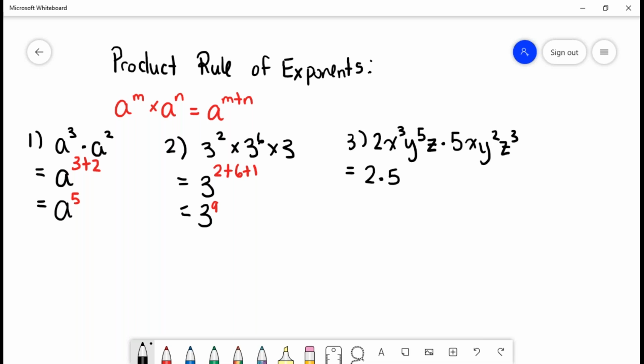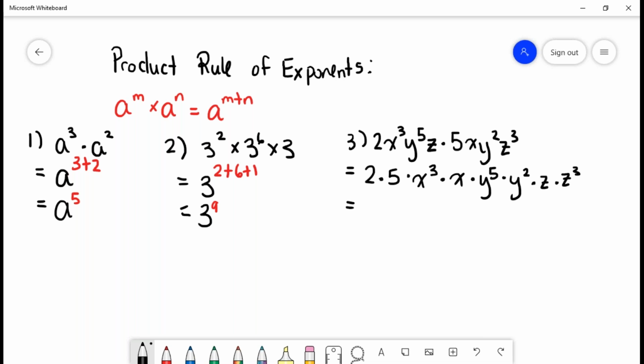So now taking a look at variables that have x, we have x to the power of 3 and just x over here. We have y to the power of 5 and y to the power of 2. We have z and z to the power of 3. So as you can see, we have all of this.